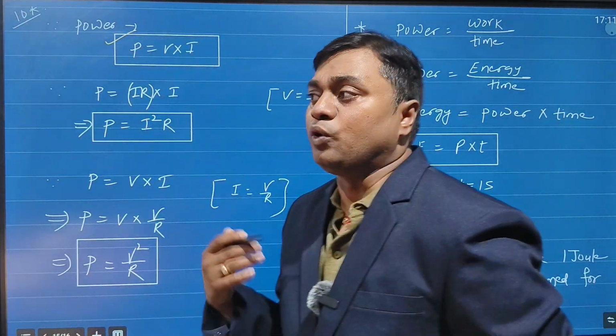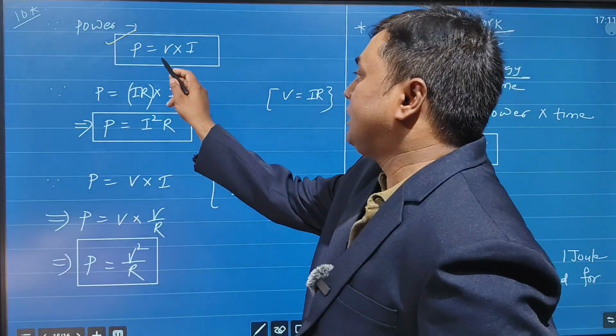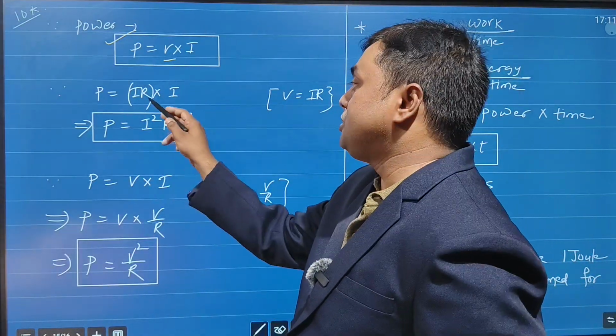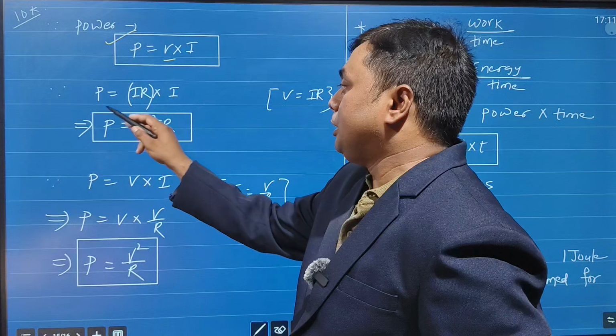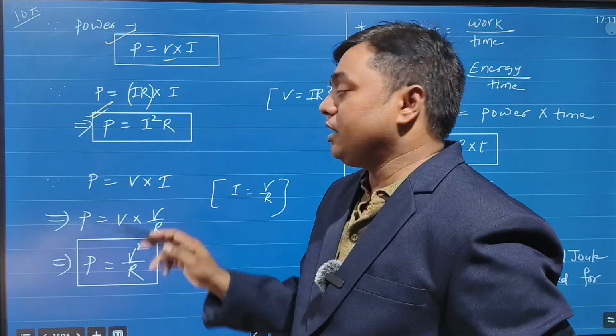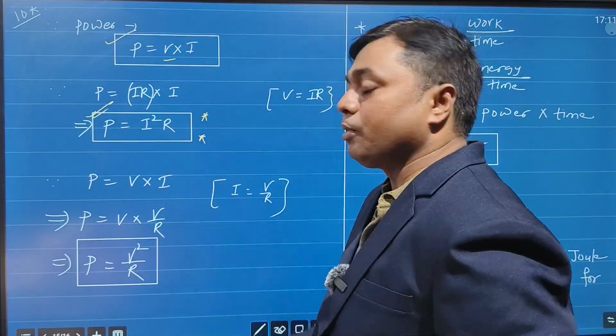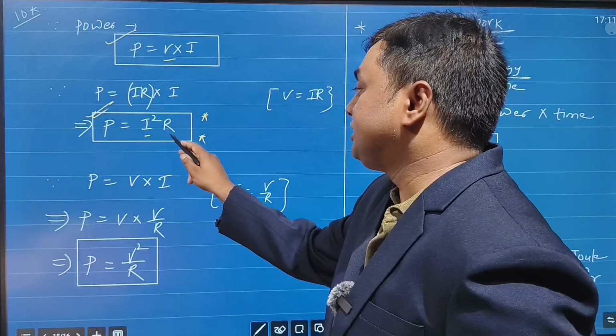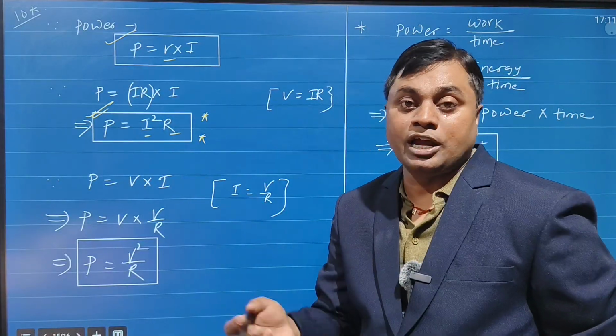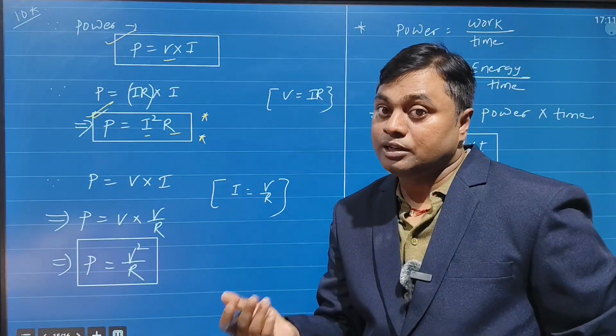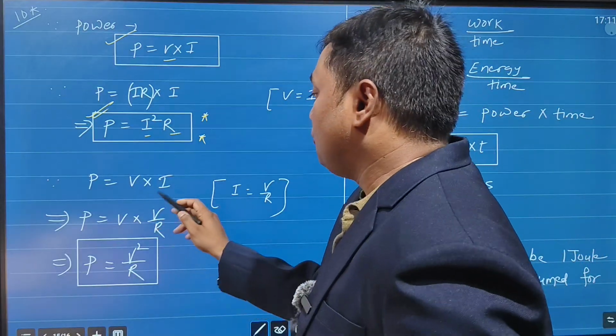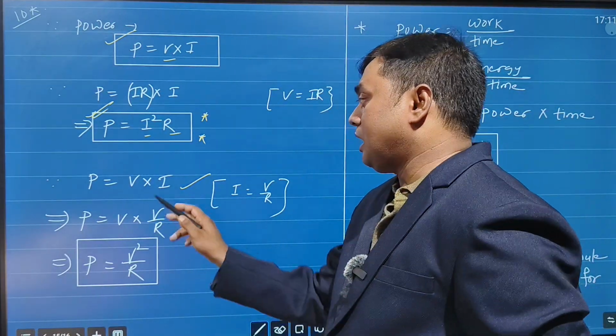Power is equal to V into I. Next, we know that V is equal to IR. So we can write P is equal to IR into I. Multiply this, I into I becomes I square into R. This is another formula for power. If current and resistance are given, power is equal to I square R. SI unit will be what? Watt only.